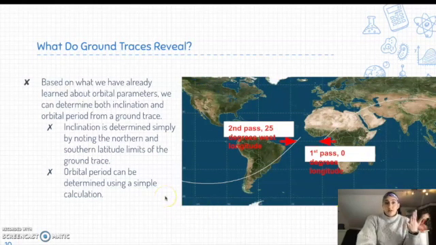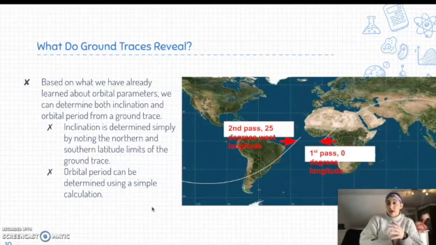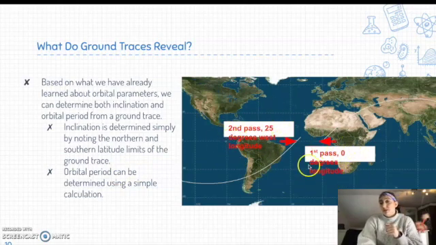So what do ground traces tell us? Well, based on what we've already learned about orbital parameters, we can determine both the inclination and the orbital period from a ground trace. Now, inclination is determined by just noting the northern and southern latitudes in terms of the limit of the ground trace. Now, the orbital period can be determined using a simple calculation that we're going to look at on the next slide. I do want you guys to just really quickly jot down the 25 degrees west longitude and the 0 degrees longitude over here. So first pass, second pass, just make a note of that in your notebook. We're going to need it on the next slide.